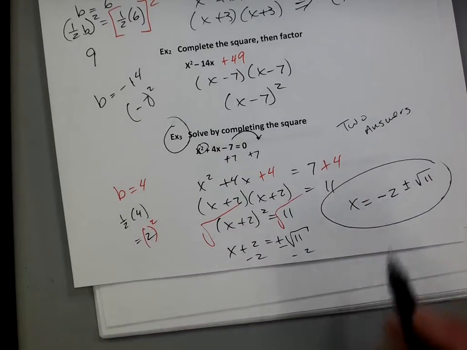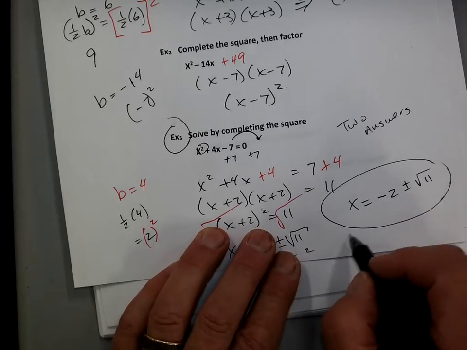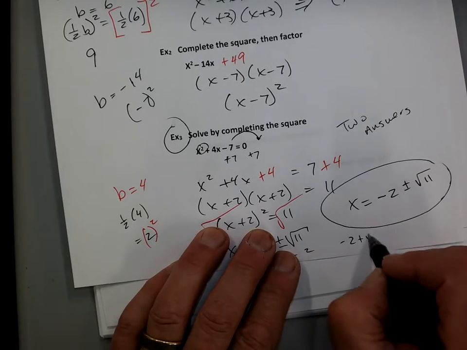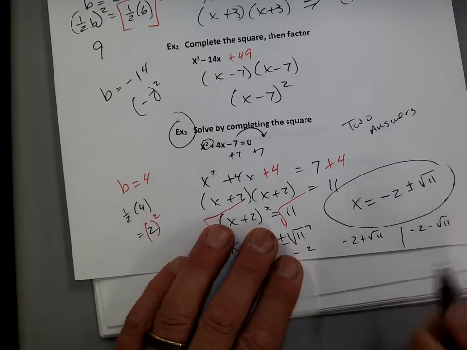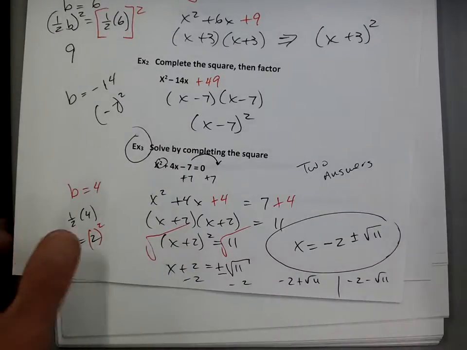It does have 2 answers. It's a negative 2 plus the square root of 11 and a negative 2 minus the square root of 11. Those are my 2 answers. Okay, we're going to practice this Monday in Zoom. Okay, let me turn the page.